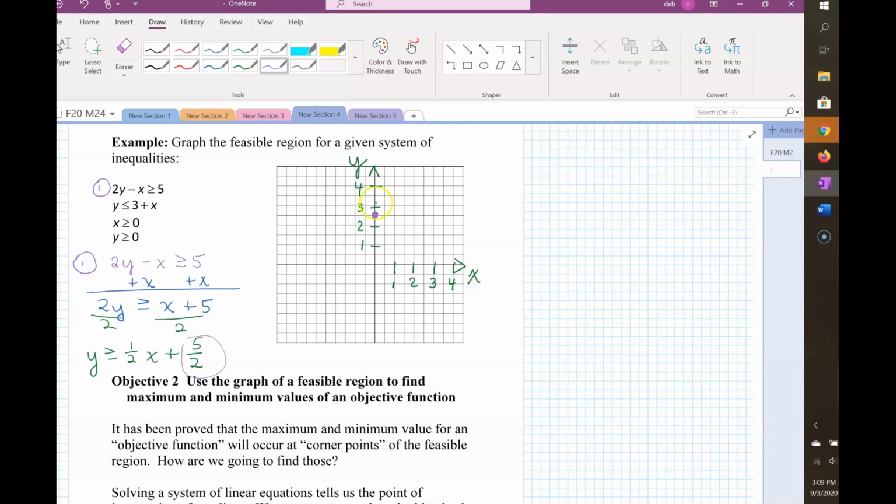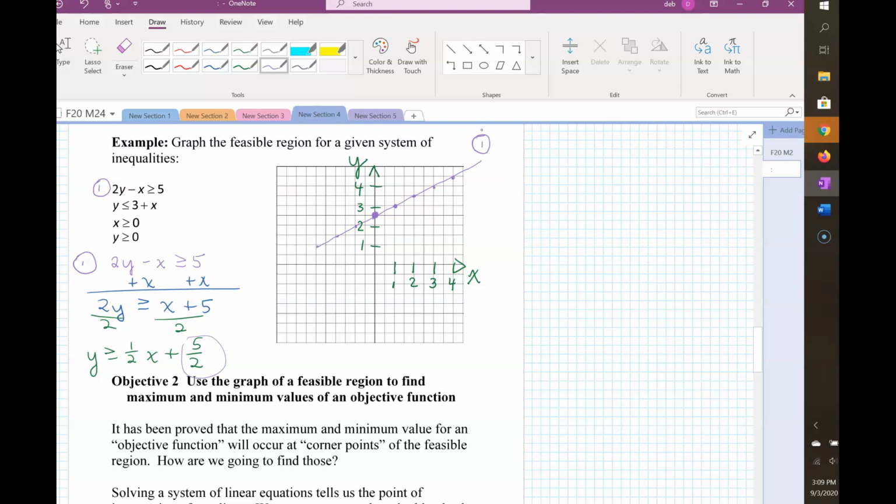So from the y-intercept, up 1 over 2, make a dot, up 1 over 2, make a dot, up 1 over 2. I make as many dots as will fit on the grid so that I get a nice straight line when I graph. And then you're going to use a ruler or a straight edge. And so this is line 1.